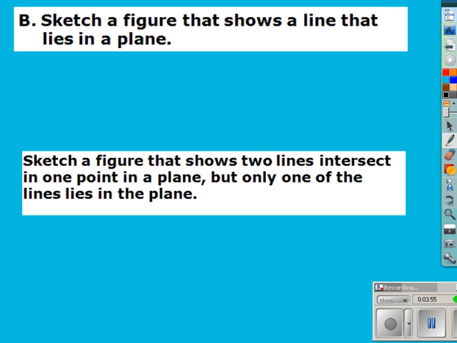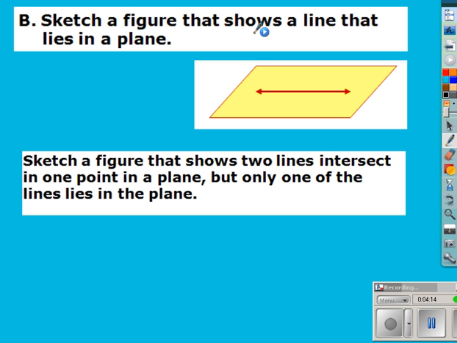Some of the problems in your homework and in the book ask you to draw figures. So I'll say sketch a figure that shows a line that lies in a plane. I'll give you a second, see if you can draw this figure. We'll see how you did. This is what the book's example is of a plane that has a line that lies in it. As you can see, they used a parallelogram. You could have used any shape to make that plane, and then they just drew a line in it. So there's a line that lies in that plane.